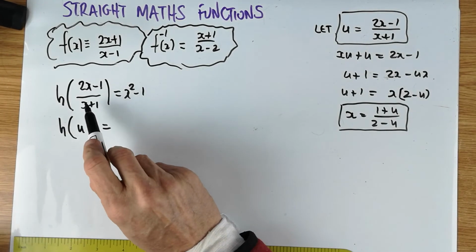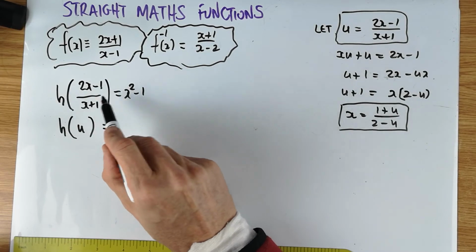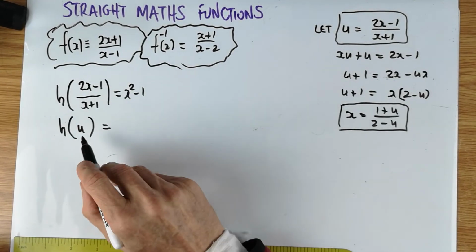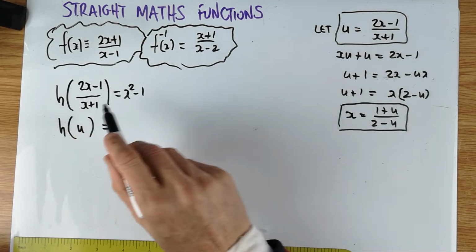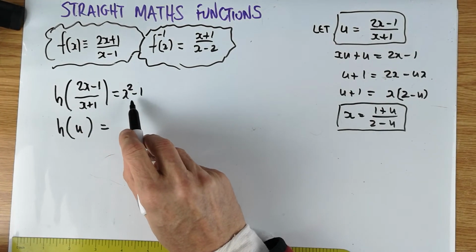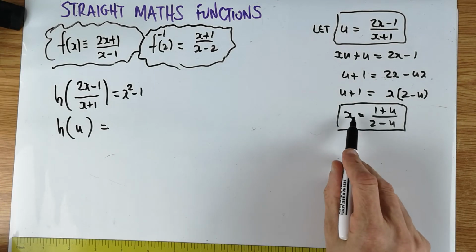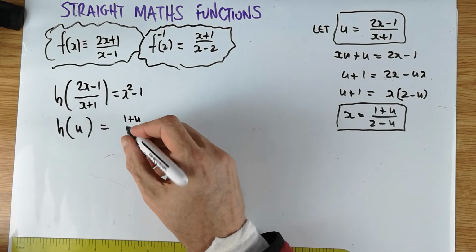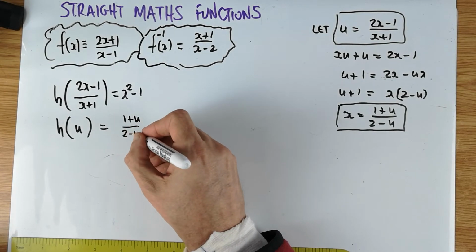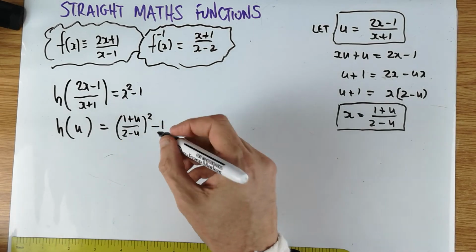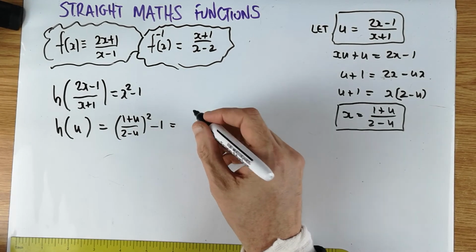Look what we've done so far. We have an h of x. In the argument we have x's, and of course on the other side we have x's. Now we have u's on this side, because we call this u. Therefore, the x's on the other side need to become u's. But of course, we know what x stands for in terms of u. So it's going to be (1 plus u) over (2 minus u), all squared. That's my x squared minus 1. And this will simplify. Let's square it out.